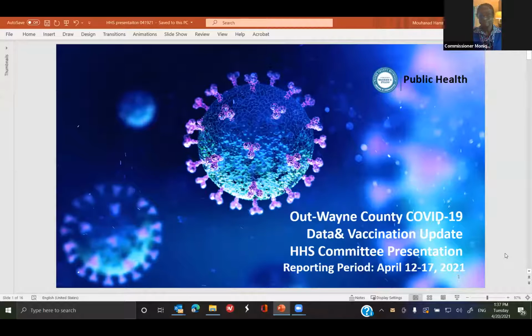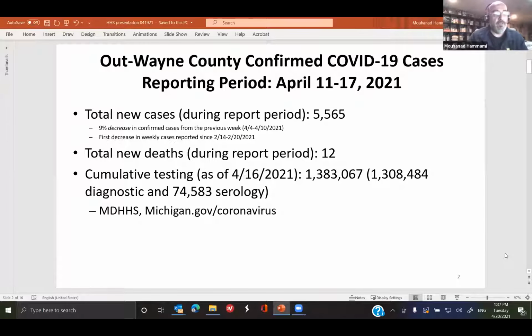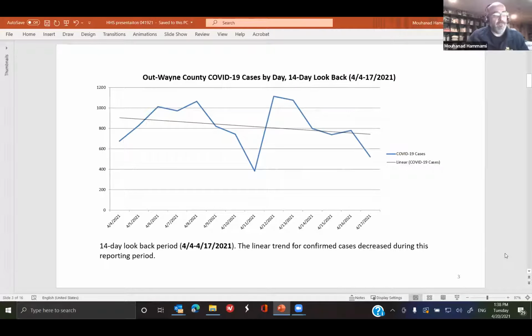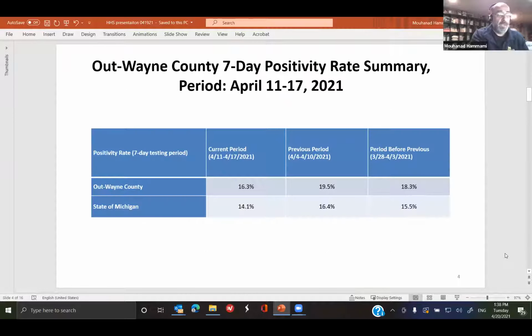Yes, we can. Great. So let's start with the weekly case reports. This week is a relief because it is the first week in at least 3 weeks where we are seeing fewer cases. Our numbers have decreased by 9% from last week. It is still on the higher side, as you can see, 5,565. That is still way above the 900 and 600 that we enjoyed early on in the year. The death count has also decreased. I believe last week it was close to 30, and now we're at 12. If you look at the graph, the 14-day look back is also decreasing, which is exactly what we would like to see. The same applies: this is the first week where we see our positivity rate decreasing.